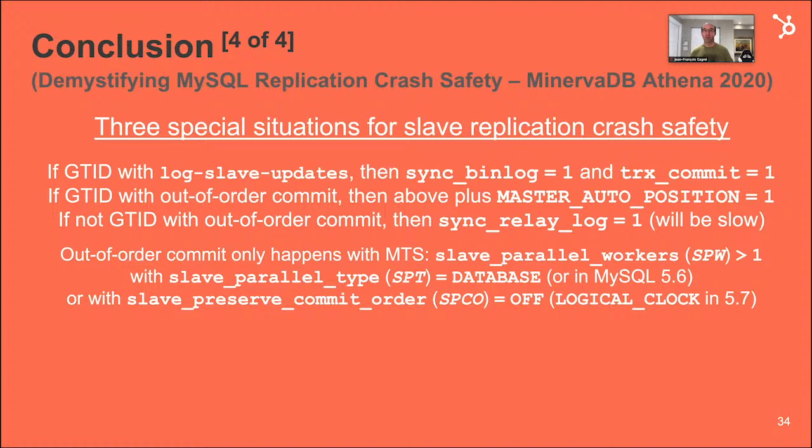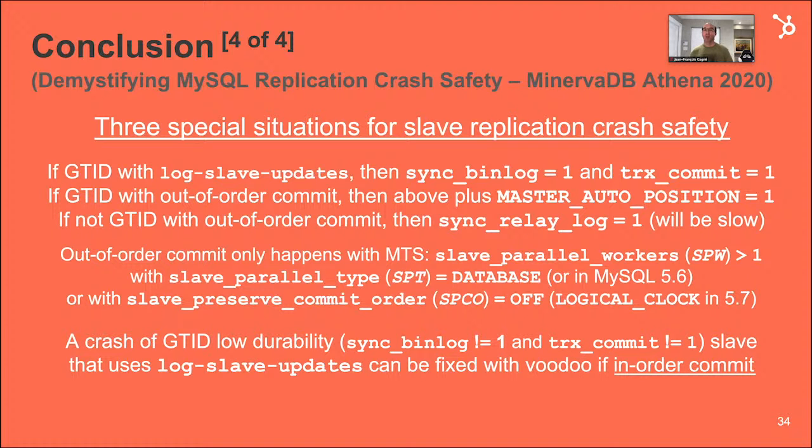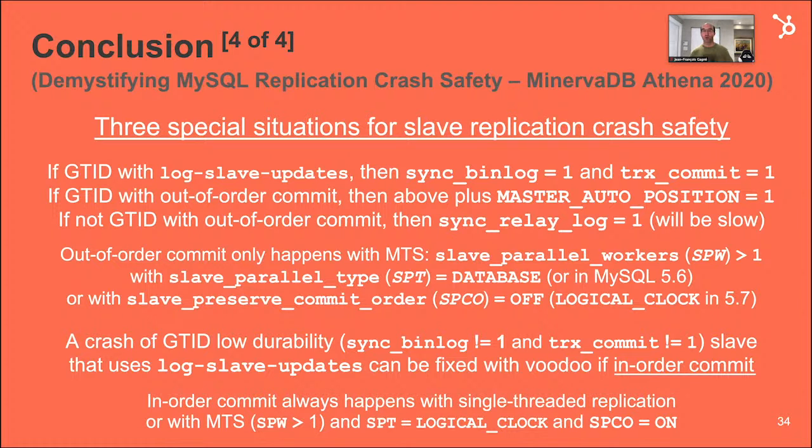This is what I mean by out of order commit. You can read the description. You can use the voodoo trick if you're doing in order commit with GTID and sync bin log equal 0, TRX commit equal 2. And in order commit will happen in this case.